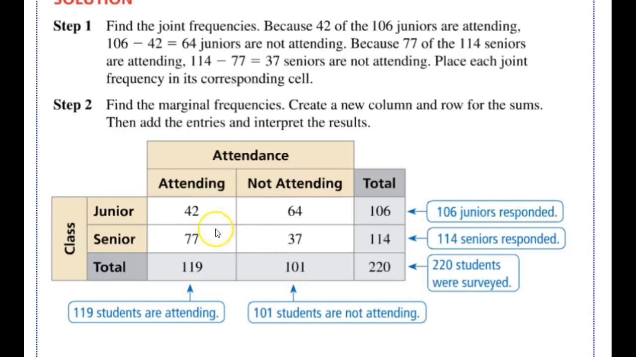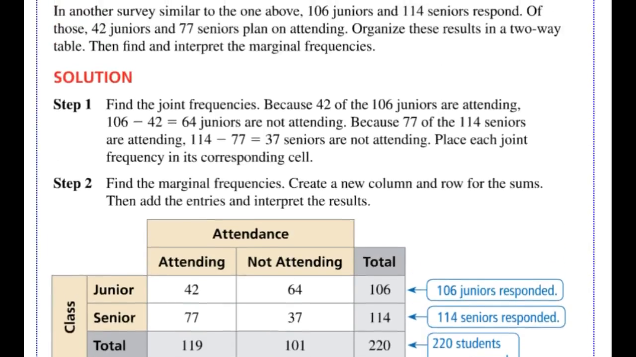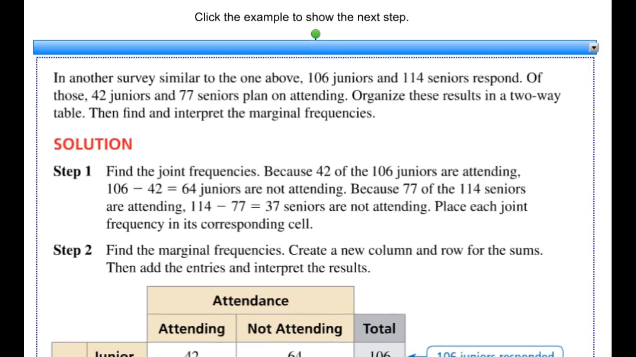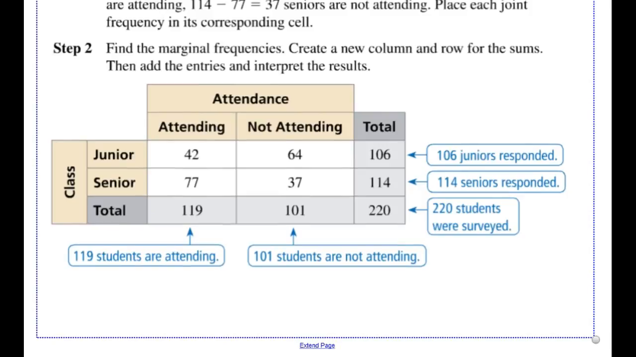So now once I have each of my joint frequencies, I can find my marginal frequencies. So I add up my total juniors, right, which I was also given in the problem, and my total seniors, and then I can find the total number of students that are attending and the total that are not attending, and from all of this I can find the total number of students that were surveyed. And a lot of that is information that I can find just in the problem that I'm given.